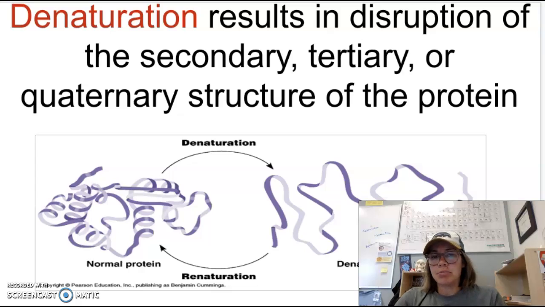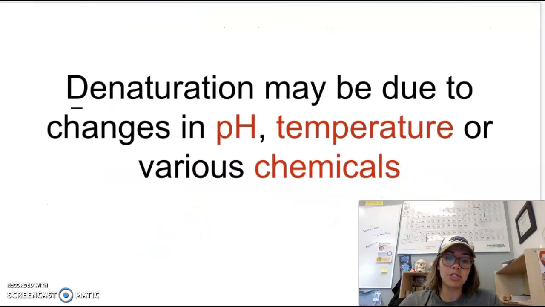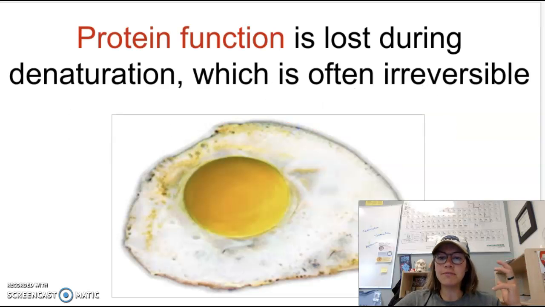But when we run into some problems, that's when we have denaturation. That's when there is a disruption of the secondary, tertiary, or quaternary structure of the protein. Denaturation only occurs due to changes in pH, temperatures, or various chemicals. Whenever it's denatured, think about it. It's not going to have its function anymore. So protein function is lost, which is often irreversible.